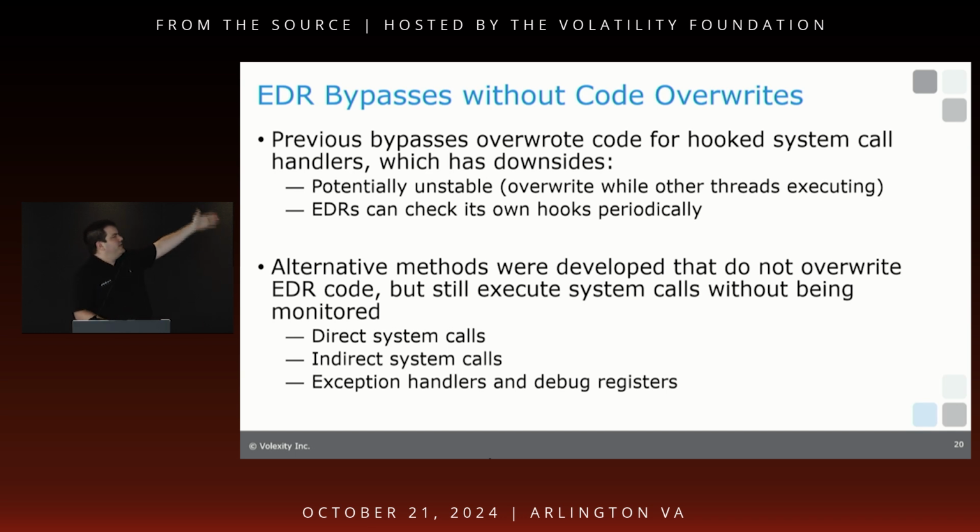So this is really unstable, and EDRs are actually really bad at this, but if you think about it, EDRs could check their own hooks, right? If I'm an EDR and I'm monitoring LSASS, and then all of a sudden all my hooks are no longer in LSASS, something's probably tampering with LSASS. So to avoid the instability, there were a few more methods developed that were also super interesting. There's direct system calls, indirect system calls, and then we'll look at exception handlers.